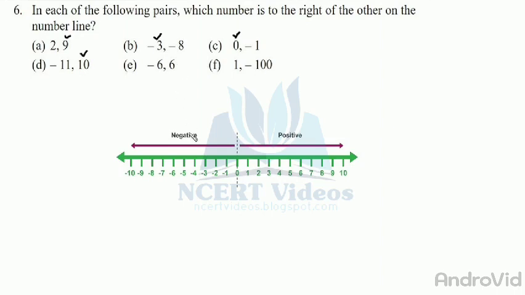Now minus 6 and 6, clearly minus 6 is at left and 6 at right. 1 and minus 100. So 1 is here, minus 100 would be somewhere here to the extreme ends. You can see here 1 is towards right. Therefore, we will take 1. So this was your question number 6.